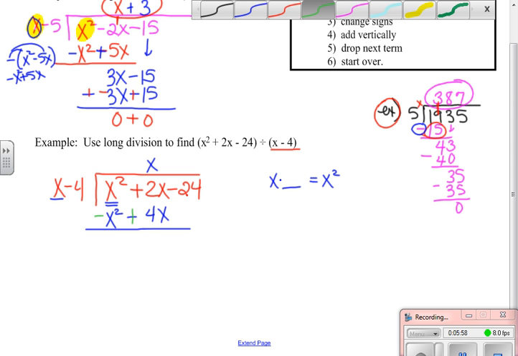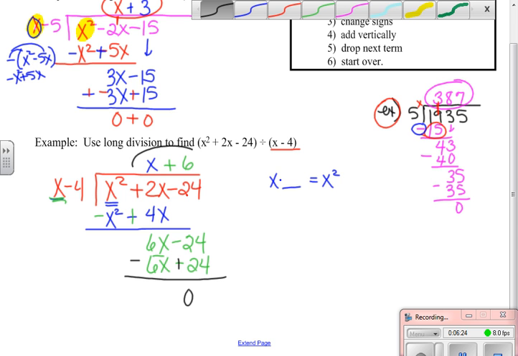X squared minus x squared is 0. 2x plus 4x is 6x. Bring down the next term. How many times does x go into 6x? Goes in 6 times. 6 times x is 6x. 6 times negative 4 is negative 24. Subtract those two. And so I end up with 0. So this also divides evenly in with no remainder.